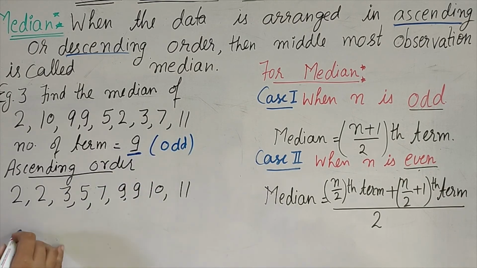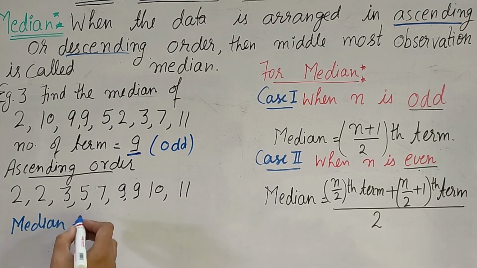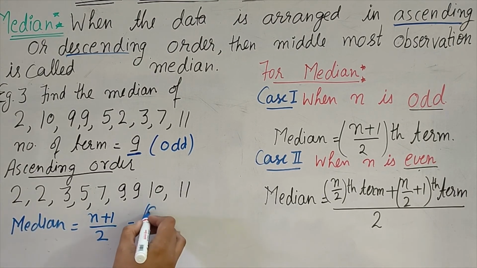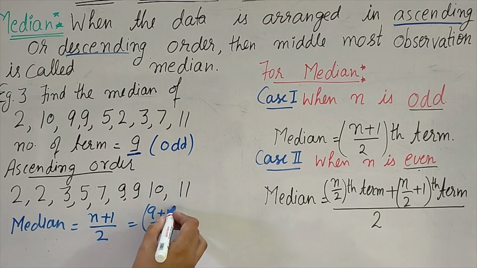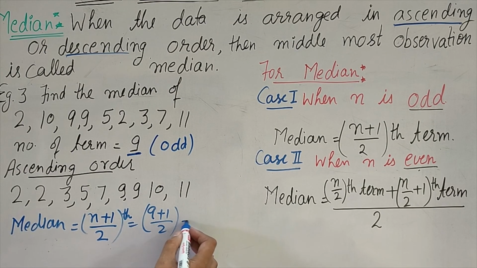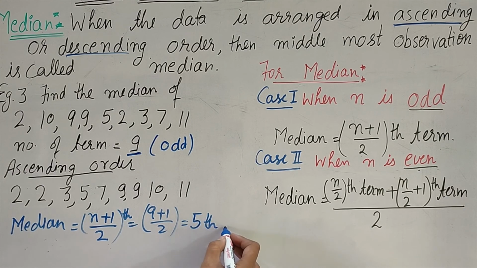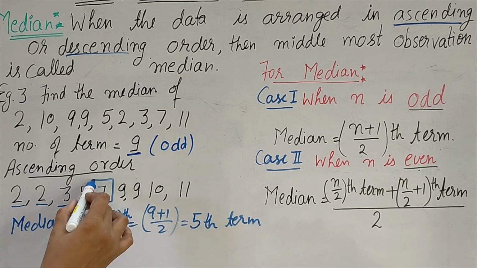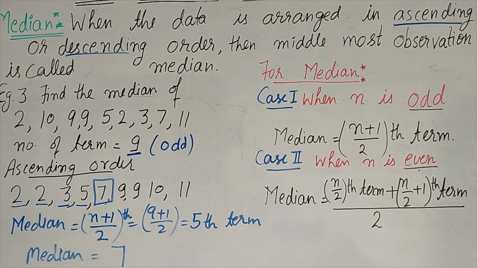Okay, so median, in case of an odd number of terms, what we have to do is (n plus 1) upon 2, which means (9 plus 1) upon 2, that is 5. So 5 means the fifth term. Count the terms here: 1, 2, 3, 4, and the fifth term, that is 7, is the median.